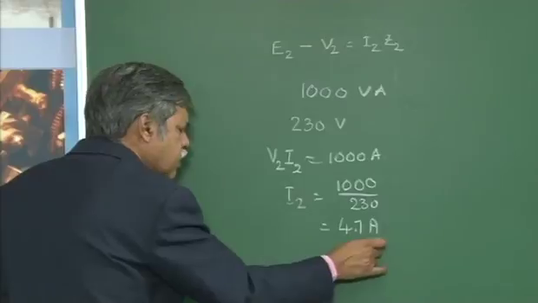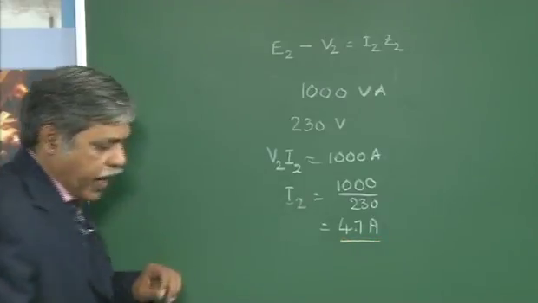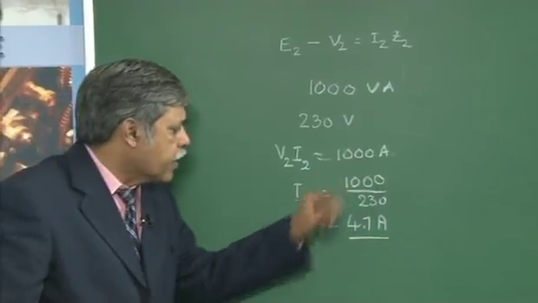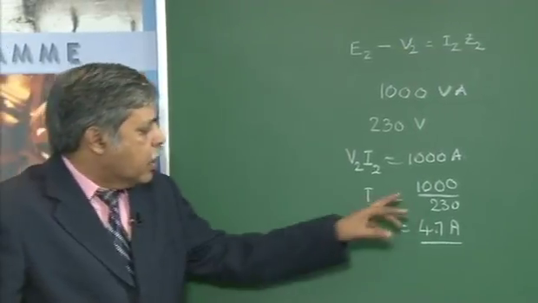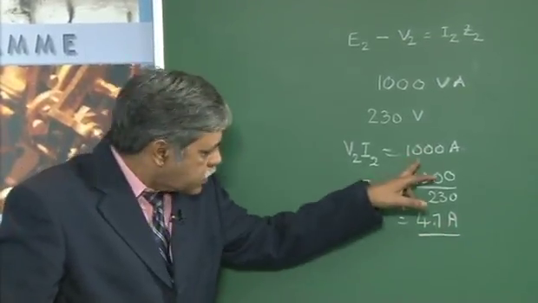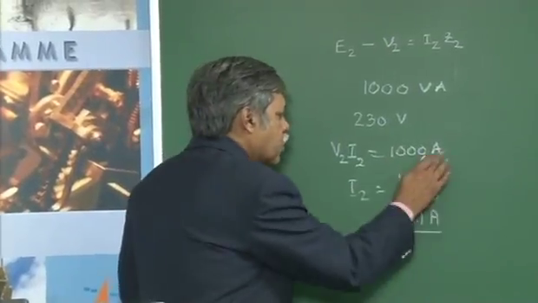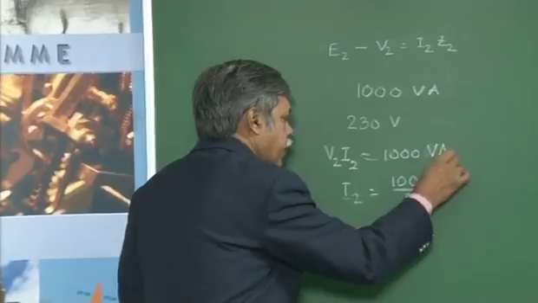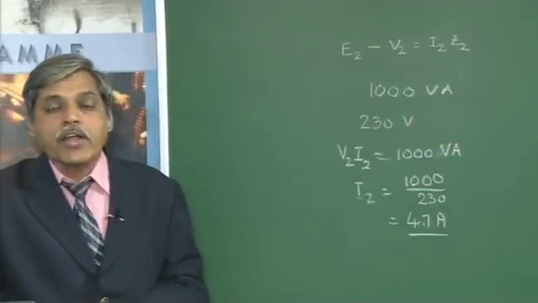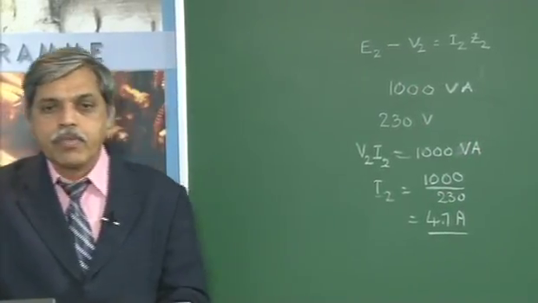So this is the maximum current that the transformer will carry depending upon its rating. So when the transformer is supplying 4.7 amperes, this transformer which is rated at 1000 volt amperes, not 1000 amperes, it should be 1000 volt amperes, I say it will be under full load condition.